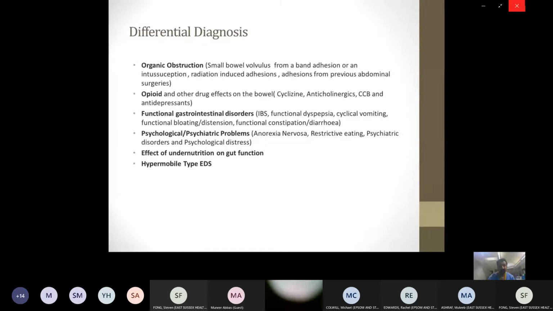Functional GI disorders such as IBS, functional dyspepsia, cyclical vomiting, functional bloating, distension, functional constipation, and diarrhea. Psychological and psychiatric problems such as anorexia nervosa, restrictive eating, psychiatric disorders, and psychological distress. And there are sometimes effects of undernutrition on gut function in hypermobile type EDS.